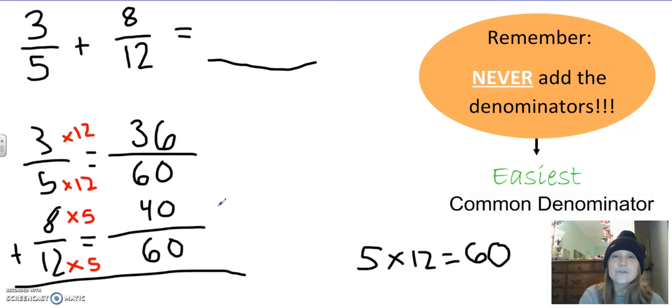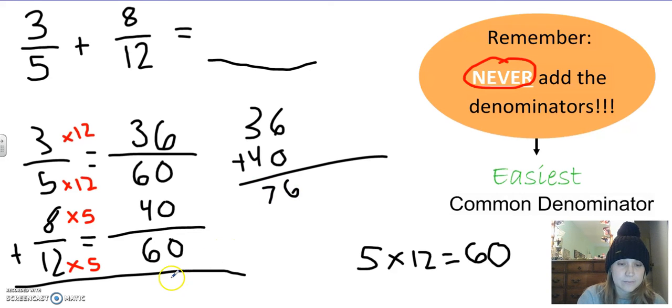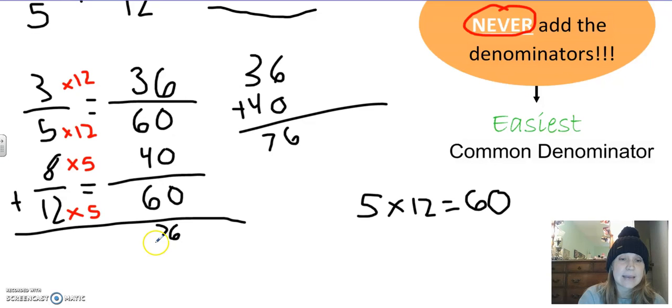All right, now I have two fractions with common denominators, so now I can add them, remembering that we never add denominators. We're only going to add those numerators. So we're only going to add 36 plus 40. This is going to be a pretty big one, but we can do it. 6 plus 0 is 6, 4, 5, 6, 7. So my answer is 76. And then my denominator stays the same. My denominator will be 60. 76/60ths. Well, that's another improper fraction. That means I need to turn it into a mixed number to get my answer.